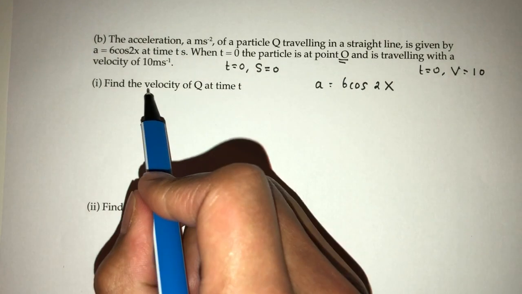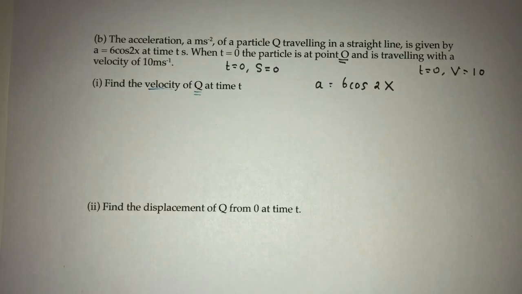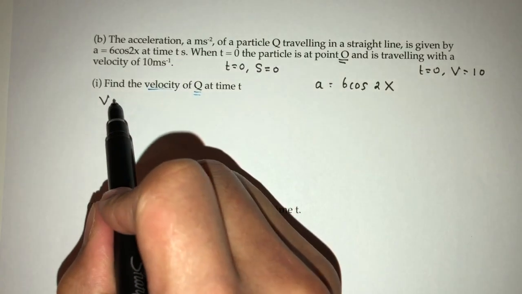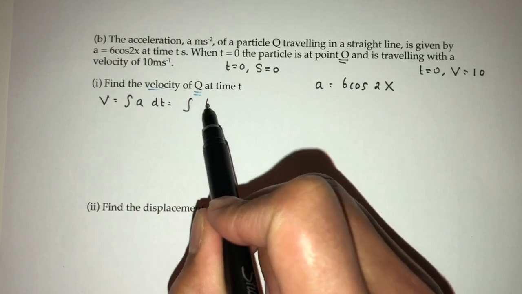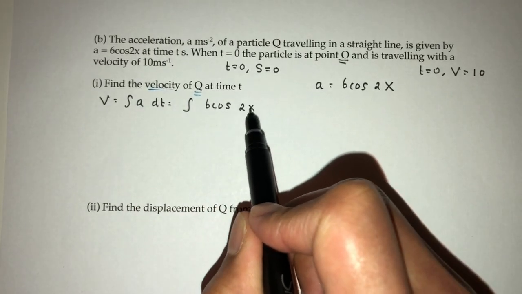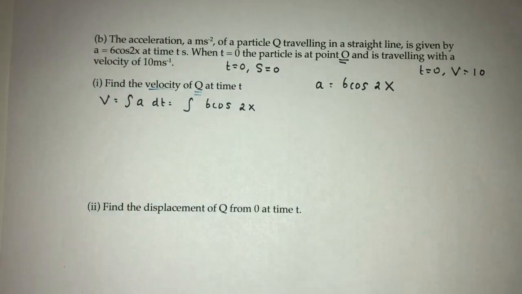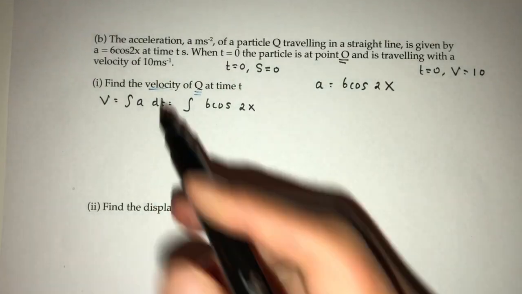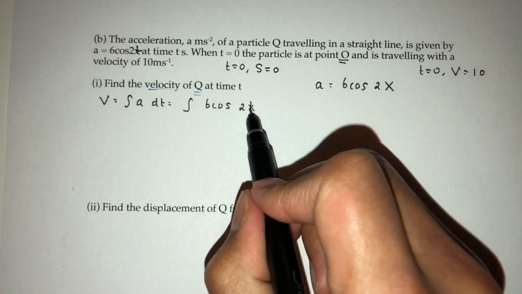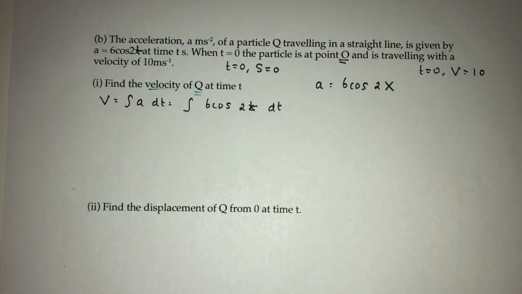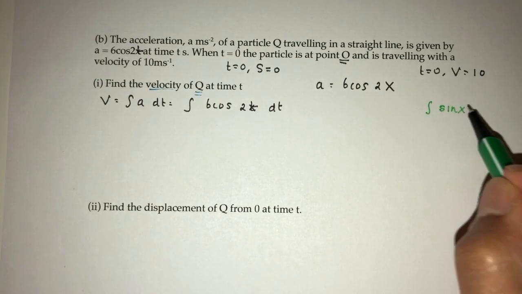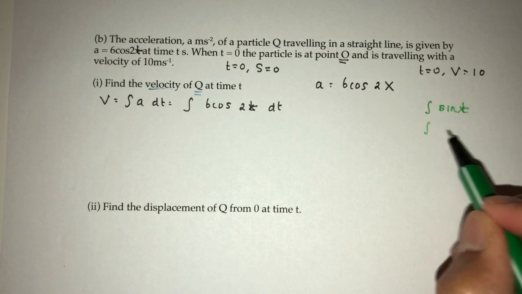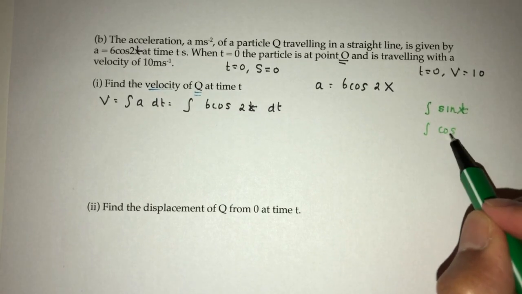Now we have to find the velocity. So let's find that. We know that v is equal to the integration of a by dt. That will be 6 cos 2x, I think it should be t, not x, because it's time, by dt. Now you have to know something. What is the integration of sine t and cos t?